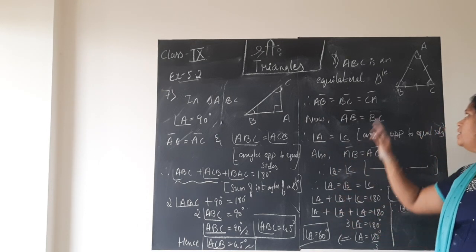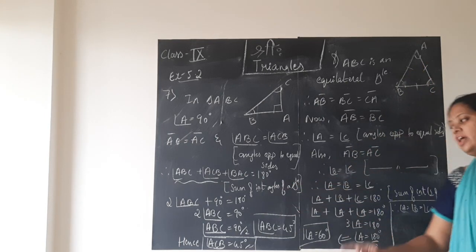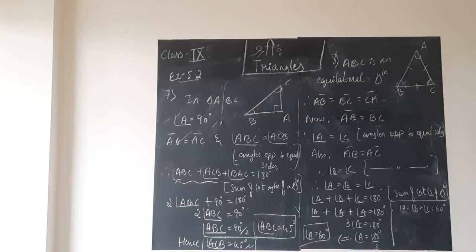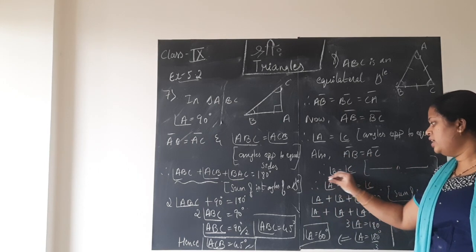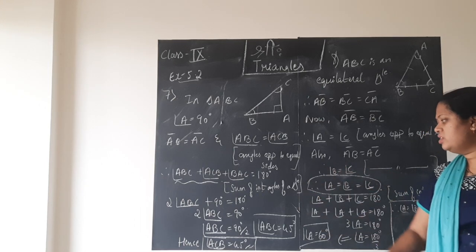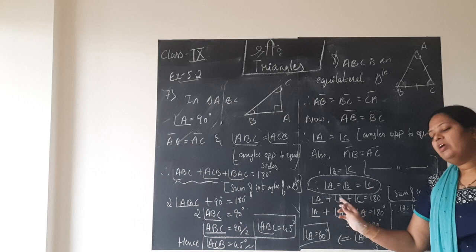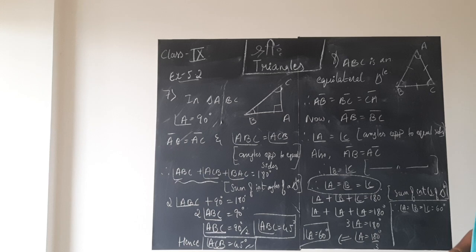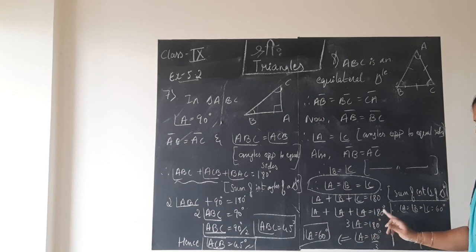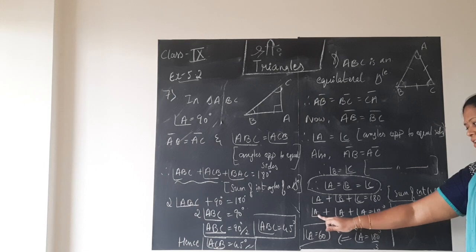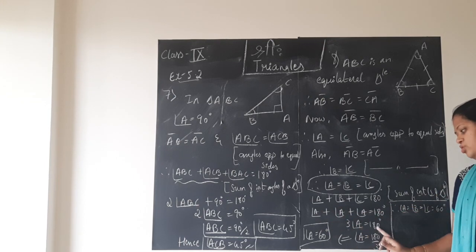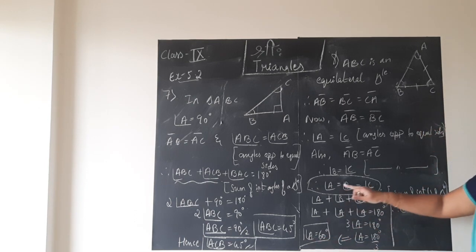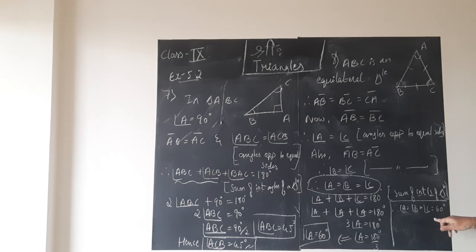Now, we know that in any triangle, the sum of interior angles of a triangle is 180 degrees. So angle A plus angle B plus angle C is 180 degrees. But just now we proved all 3 angles are equal: angle A equals angle B equals angle C. So I can replace angle B and angle C by angle A in order to prove each angle is 60 degrees, children. So 3 times angle A is 180 degrees, and angle A is 180 degrees by 3. Angle A is clearly 60 degrees. We know angle A equals angle B equals angle C, which is equal to 60 degrees.